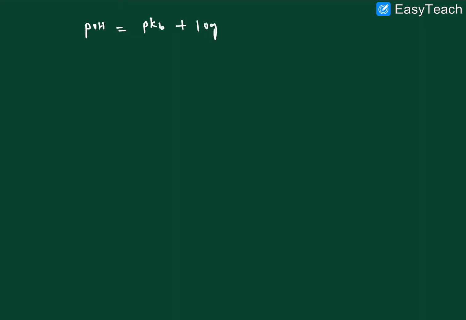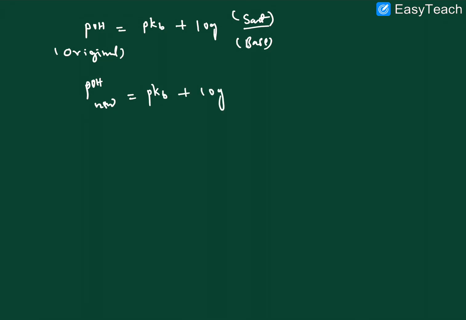Generally we derived the original formula: pOH is equal to pKb plus log of salt by base concentration, right? This is the general formula, the original formula we derived without adding acid or base. So what is the new pOH formula whenever acid or base is added? Here a base is being added: pKb plus log.